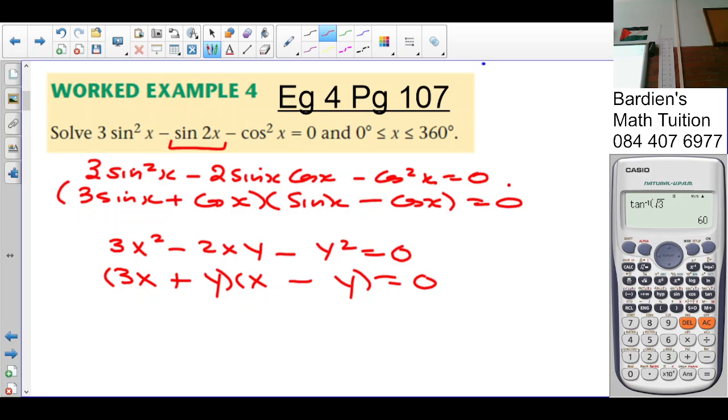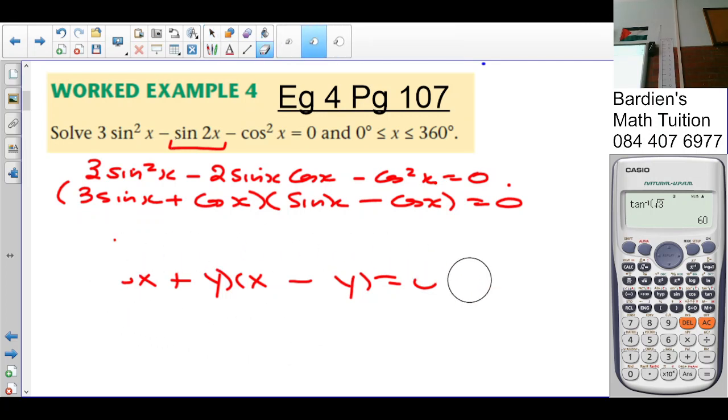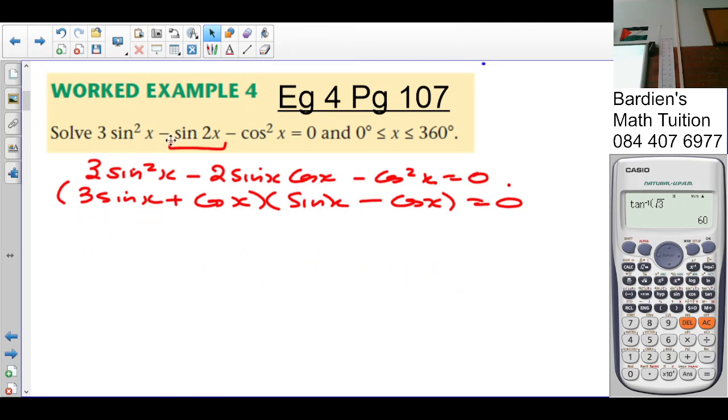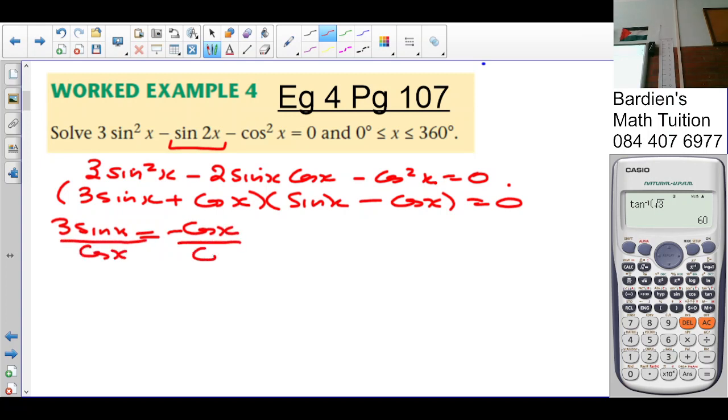Okay. So what do I do with that? I set each factor equal to 0. So I got 3 sine x equals negative cos x. Remember, sine over cos is tan. So you've got your tan now. I divide by 3 to get rid of that 3, the cos cancels. So I have tan of x is equal to negative a third.